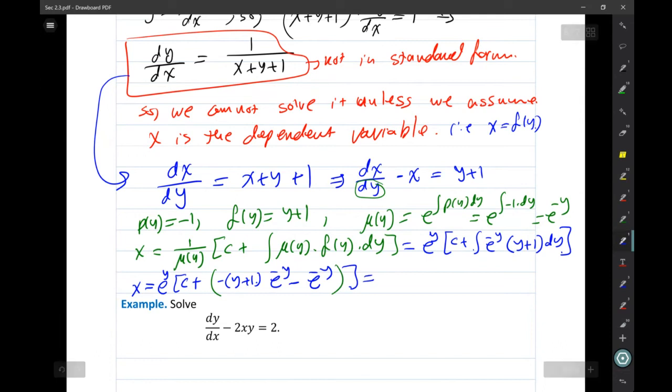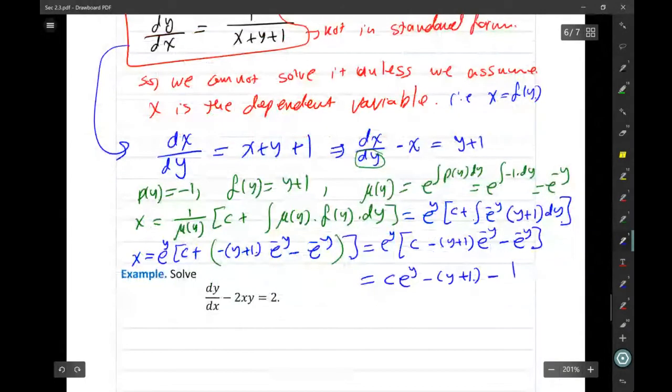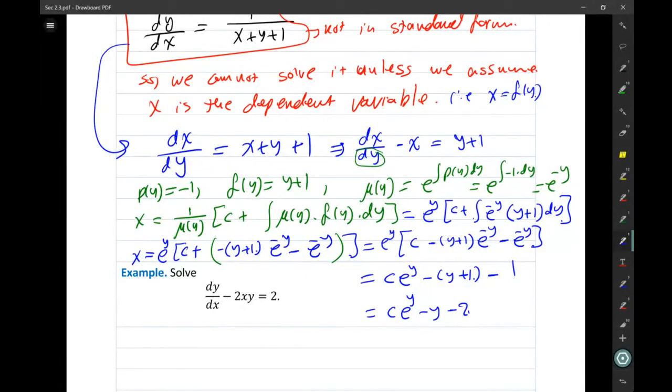Now simplify. It becomes e to the power y times c minus, and this can be simplified more: minus y plus 2 times e to the power minus y. When you multiply, it becomes c e to the power y minus y plus 1 minus 1, so you need more simplification. c e to the power y minus y, minus 1 minus 1 becomes minus 2. So the solution x of y becomes c e to the power y minus y minus 2.